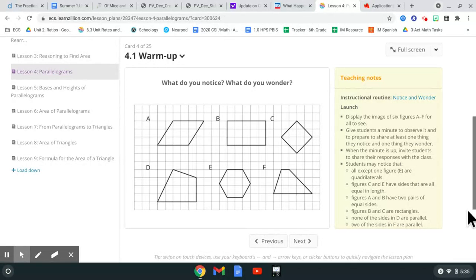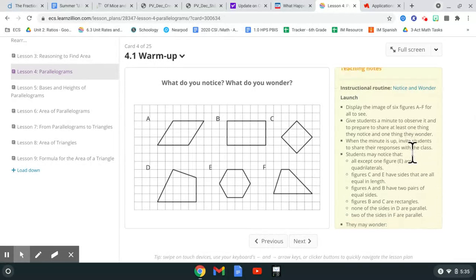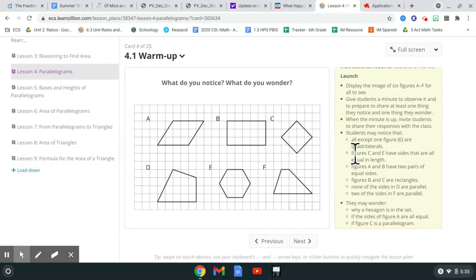Okay, hopefully you paused the video and you had a discussion. I'll just share some of the things. That's why I have these notes right here. All except one figure, which is figure E, are quadrilaterals. A quadrilateral is a figure with 4 sides. Figures C and E, all of the side lengths are the same. Then it says B and C are rectangles. Now I know some of you would say that C is a square. A square is a special type of rectangle.